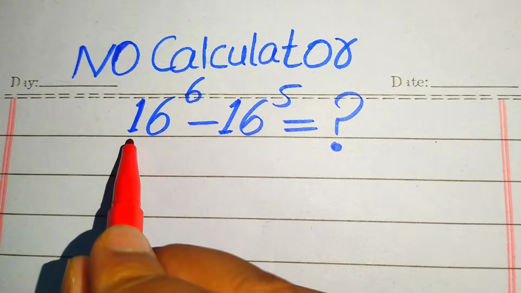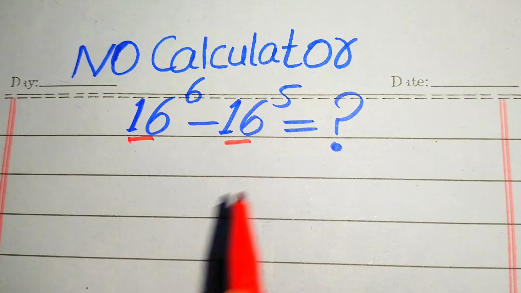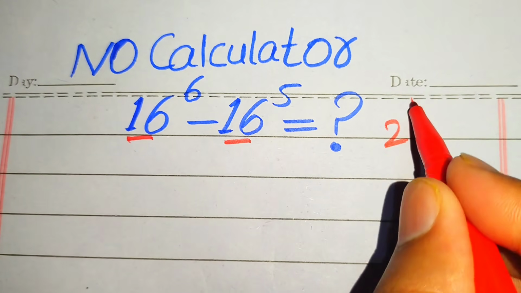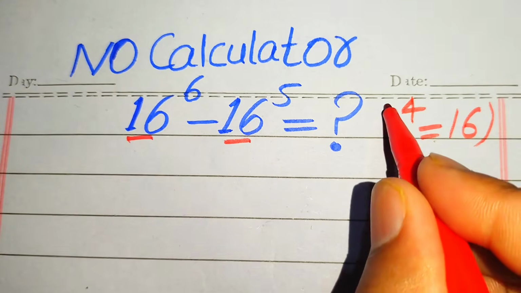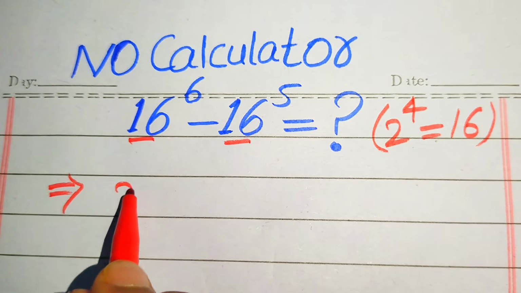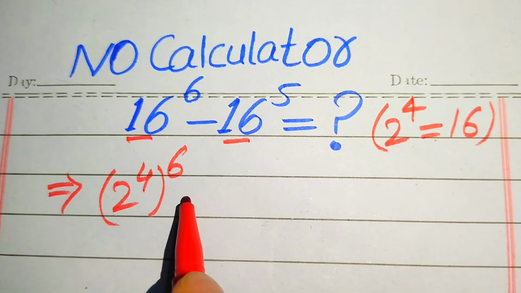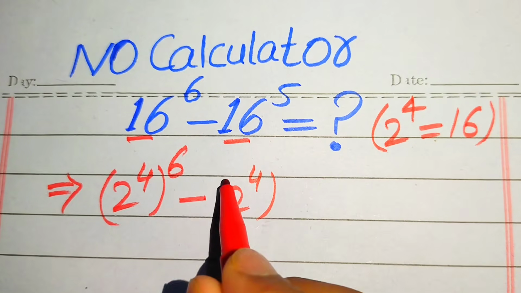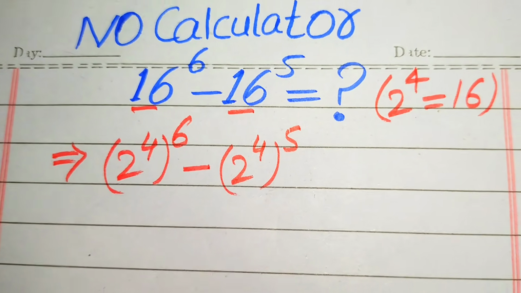So first we focus on the base of these terms, and you see that the base of these terms is 16, and we know that 2 to the power of 4 is equal to 16. So we replace 16 with 2 to the power of 4, and we write it as 2 to the power of 4, and its whole exponent is 6, minus 2 to the power of 4, and its whole exponent is 5.